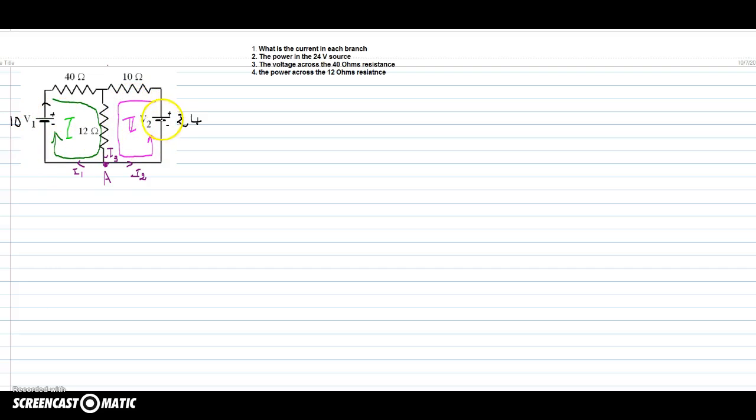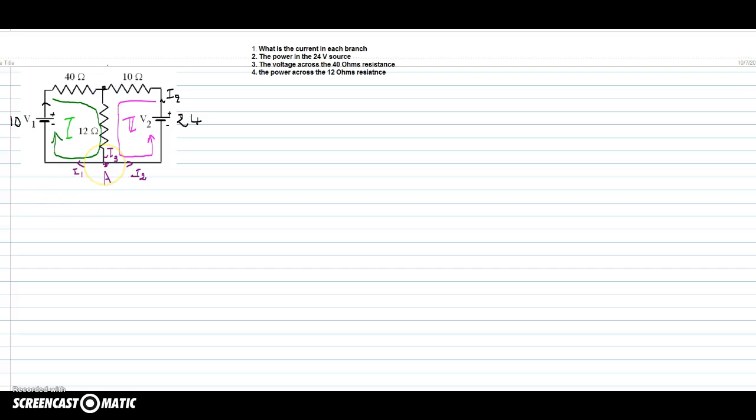On the other side, I expect the current, this I2, to leave also the positive end. So this is I2, and then we'll split somewhere here. This is I3. So either I use this junction or this one, it doesn't really matter.